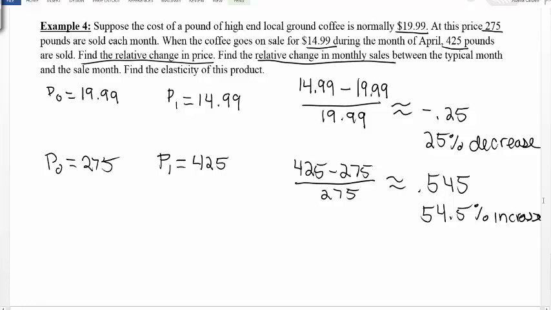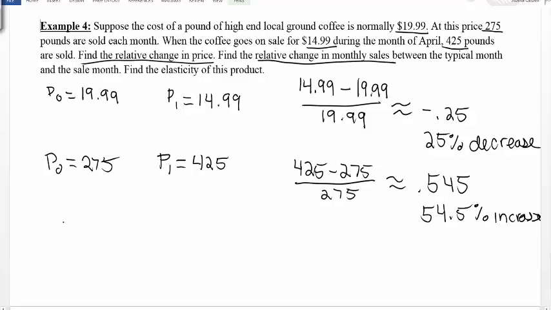So this is good, right? We're hoping that if we lower the price, that people will buy more. And that's what's happening here. If we decrease the price, the percentage that we sell goes up. So this seems so far like a pretty good business model. But to know for sure how much it impacts people, we're going to go ahead and calculate the elasticity.